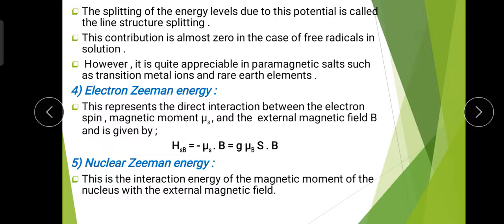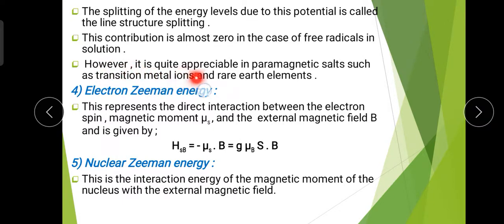Now the splitting of the energy levels due to this potential is the fine structure splitting. That means there is a splitting in the energy level due to this potential, and this splitting is known as the fine structure splitting. This contribution is almost zero in the case of free radicals in solution. If we take the example of a solution, in which there are free radicals, then this contribution is almost zero. That means the crystalline potential is zero in the case of free radicals in a solution.